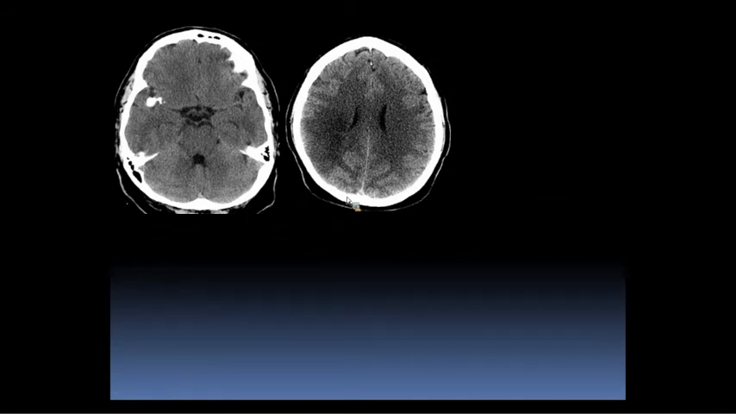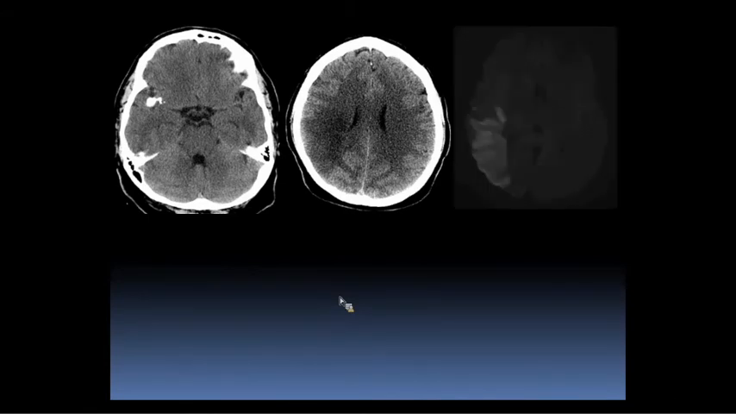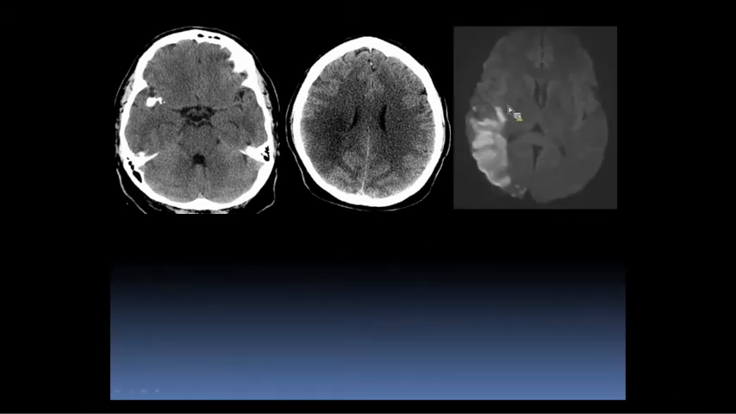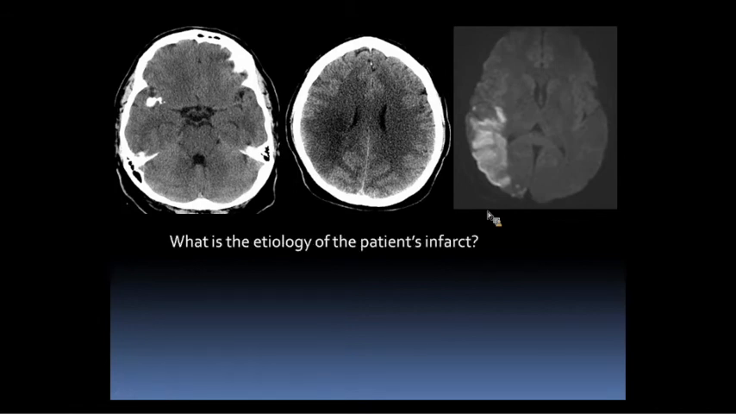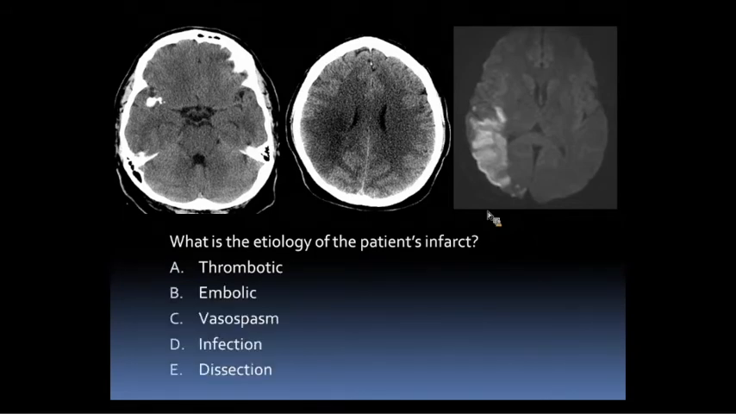This is cytotoxic edema, good. And this is going all the way out to the cortex. It looks somewhat wedge-shaped. So this person had an acute infarct. They came to the ER with an acute infarct, and this is confirmed on MRI. We have this diffusion bright acute infarct. So, what was the etiology of this patient's infarct? So what do we think?